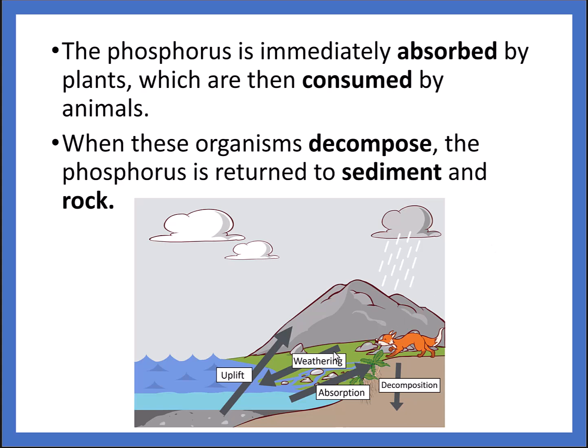So weathering brings it into the water and then into rock, and that rock is being uplifted then as rocks get pushed around by land masses and plate tectonics. And then the phosphorus is being absorbed into the plants and consumed by the animals. And then when they decompose, it's being brought back into the sediment and rock. So no atmosphere involved in this one.